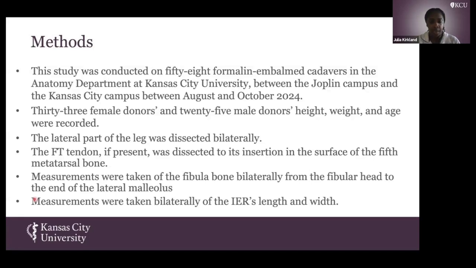Measurements were then taken of the fibula bone bilaterally from the fibular head to the end of the lateral malleolus. Measurements were also taken bilaterally of the inferior extensor retinaculum's length and width. The fibula bone was measured with measuring tape, and for the inferior extensor retinaculum, I used a digital caliper.